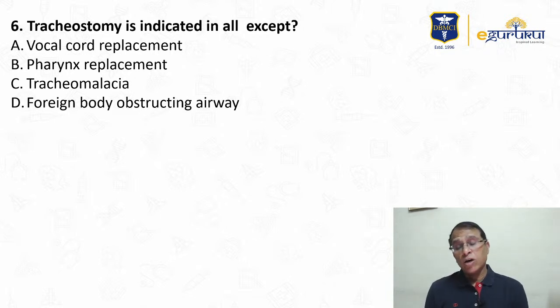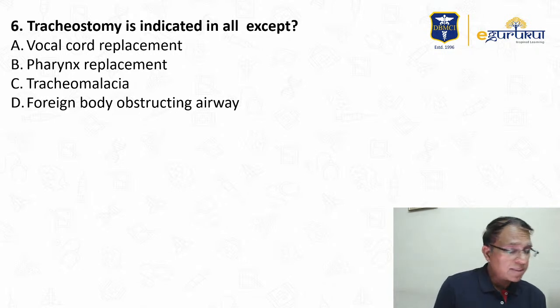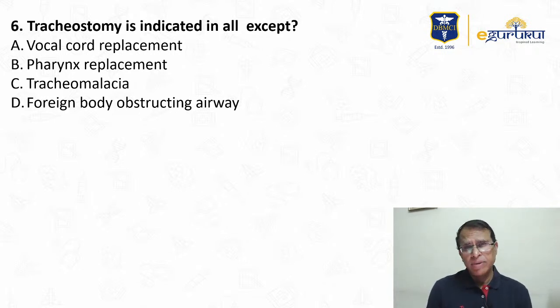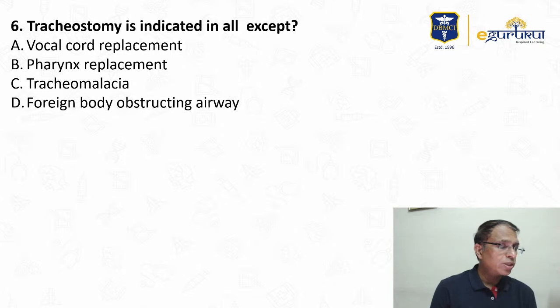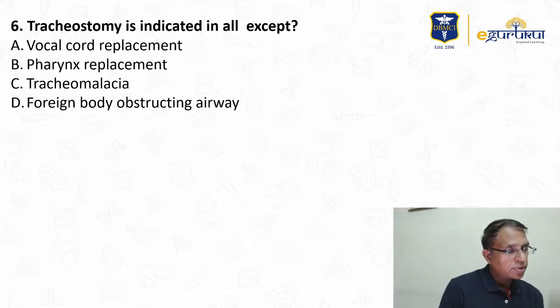So it is indicated in all except. This is a 3 or 4 year old question, and I can understand that this is slightly difficult for you. Vocal cord paralysis, pharyngeal paralysis, tracheomalacia, and foreign body obstruction of the airway. So what is your correct answer? Ganesh says B, Asim says C, Tej B, Target Ames B.